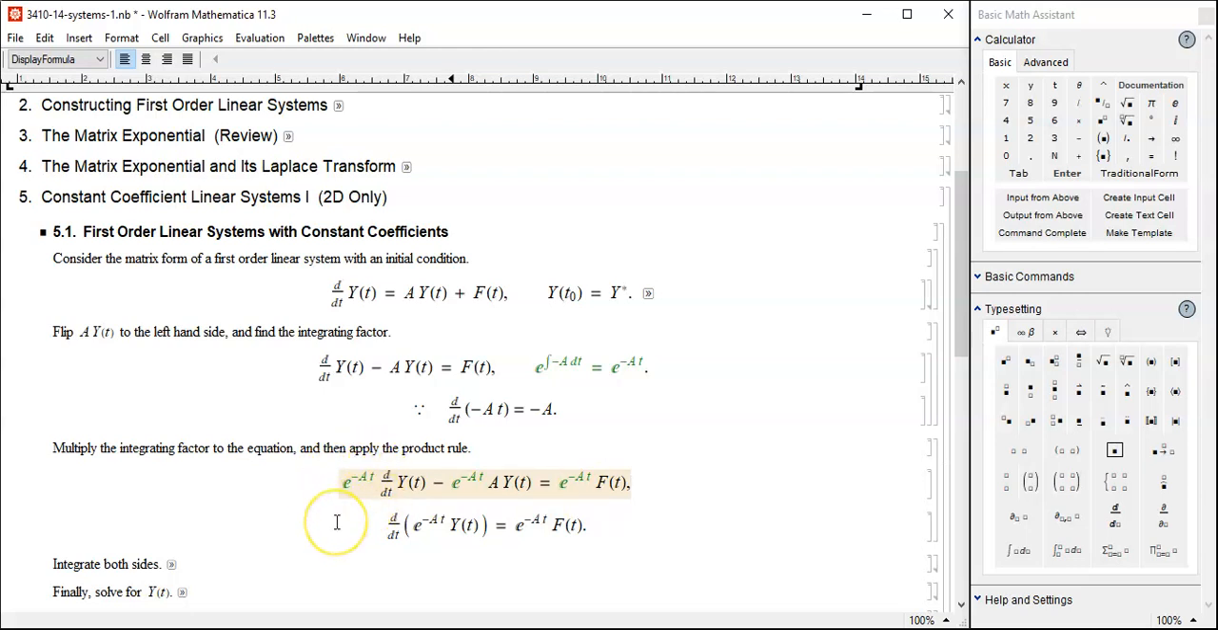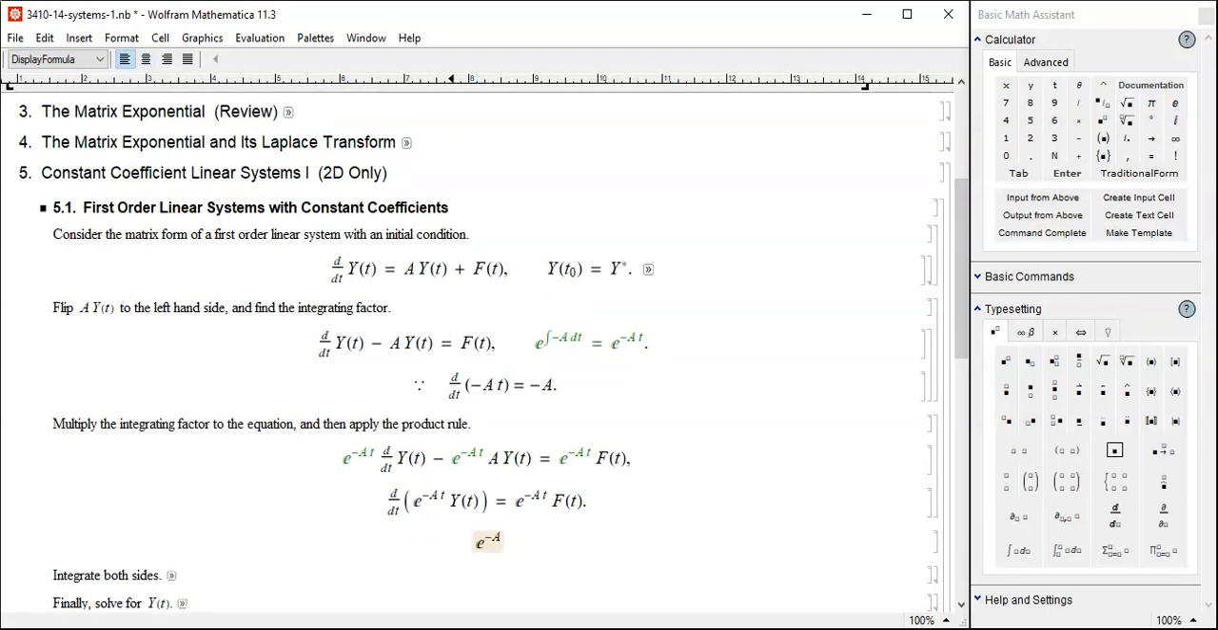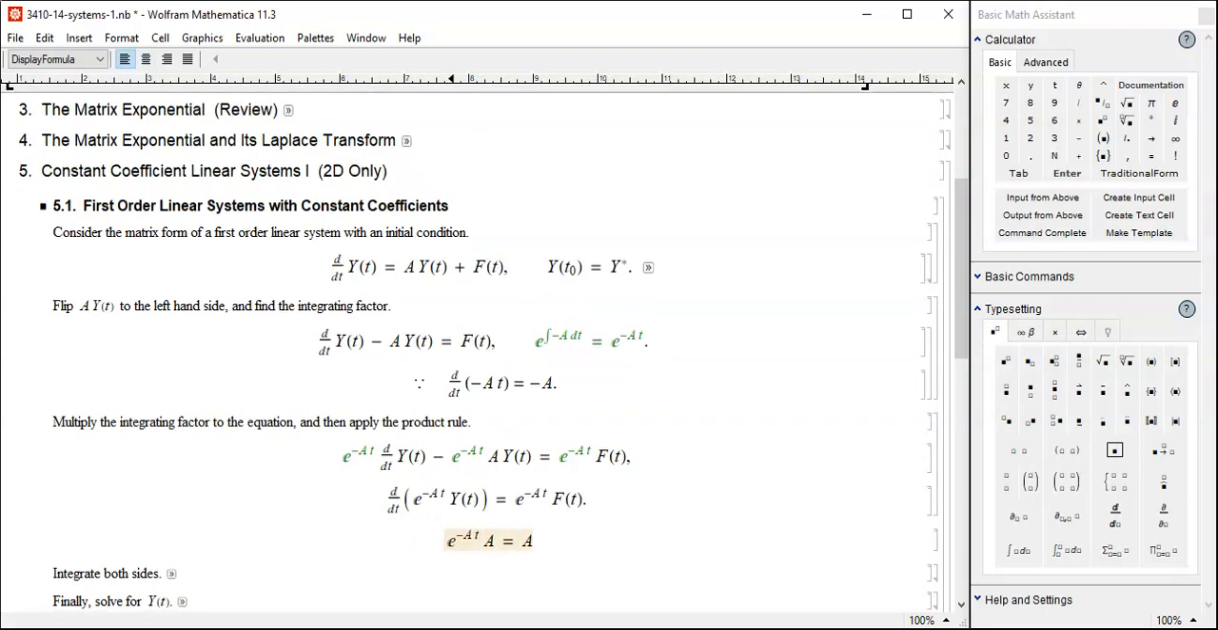this is an invertible matrix. Remember that. Exponential is always invertible. Matrix A may or may not be invertible, but exponential is always invertible. The inverse of e to the negative At is e to the positive At. Another thing that you have to remember, the exponential here, e to the negative At, and A commute. They're commutative. This is what I'm talking about. e to the negative At times A is equal to A times e to the negative At.